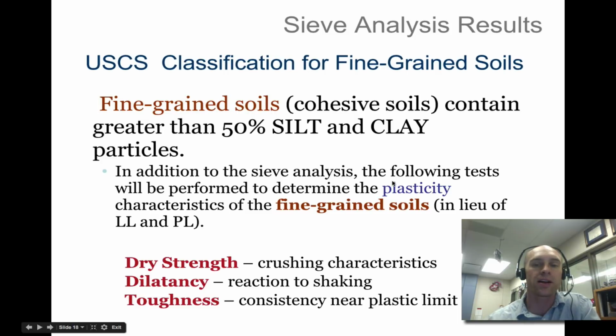So in addition to sieve analysis, the following tests are performed to determine plasticity. So you can do a dry strength, and that's where you test it by crushing it. You can do a dilatancy, which is shaking it, or a toughness. We aren't going to do these. We are just going to be grading them based on what goes through the number 4 sieve and the number 40 sieve.